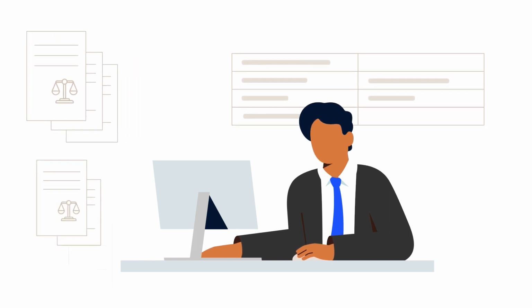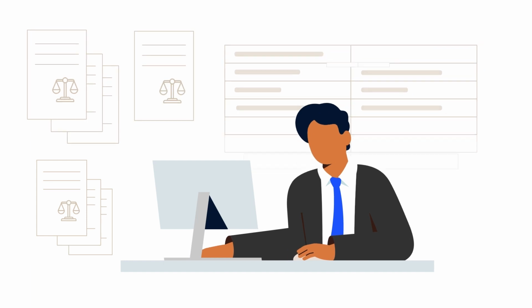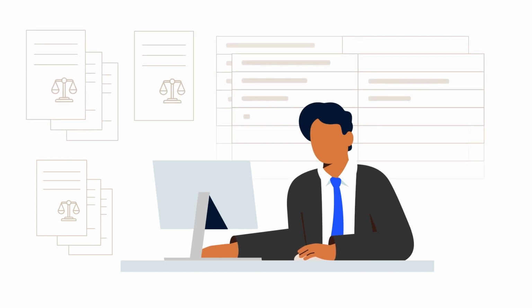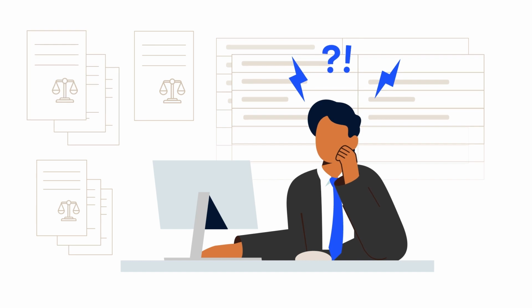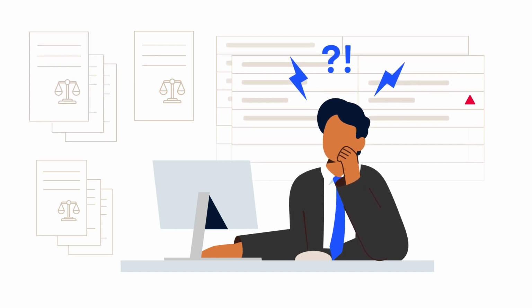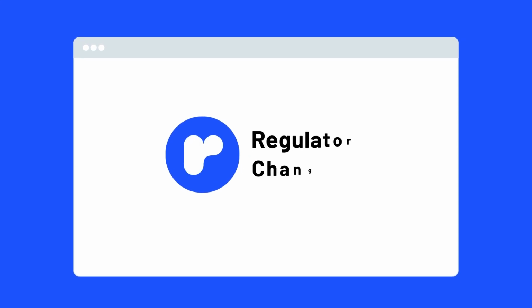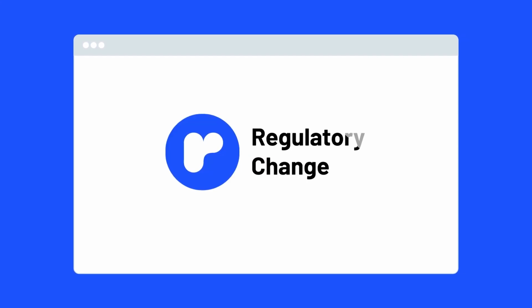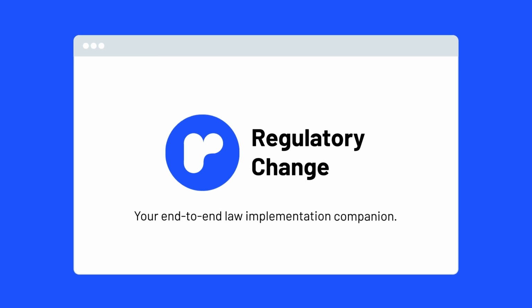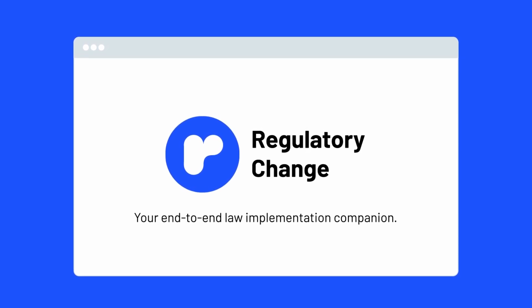As more publications are released, legal professionals must repeat this process and identify changes between documents, which is time-consuming and error-prone. Luckily, we found a solution: our Regulatory Change module, created by Ruler Compliance, your end-to-end law implementation companion.